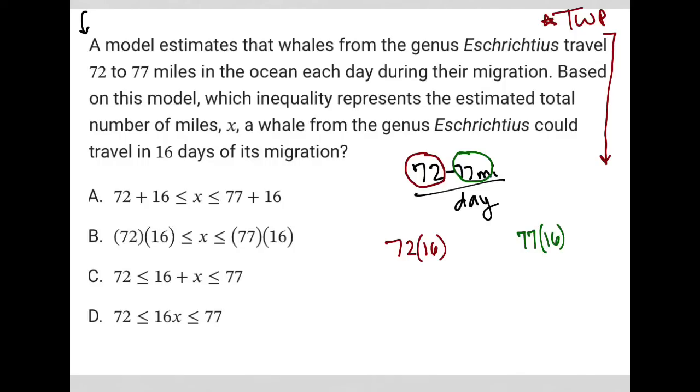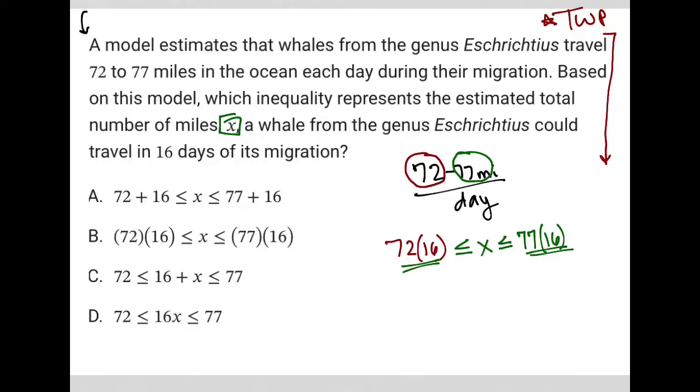So since our X value represents the actual or the estimated total number, and we know that it's somewhere between those, I'm going to put an X here in the middle and say that X would have to be greater than or equal to this number here, but it would have to be less than or equal to this number here. And hopefully that makes sense, right?